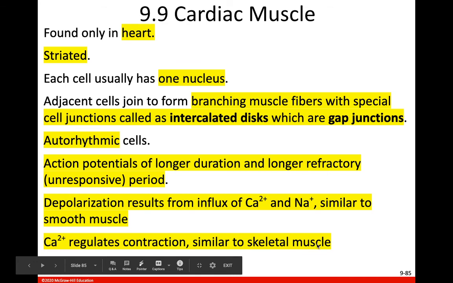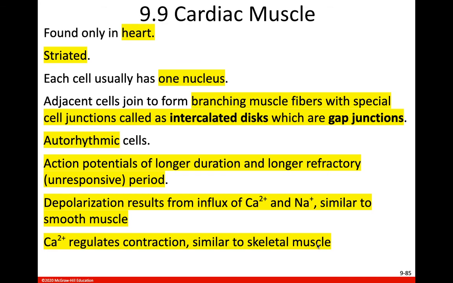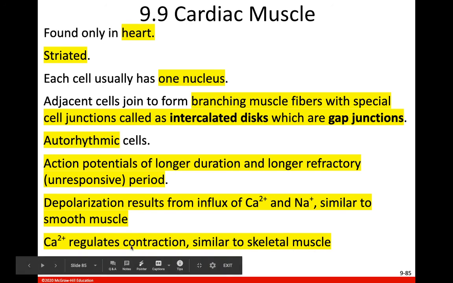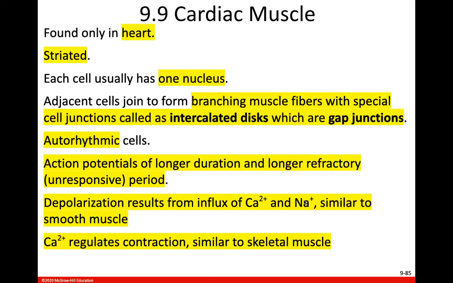Now, that is different from smooth muscle. Remember, calcium comes in and binds to calmodulin in smooth muscle, but in skeletal muscle, calcium comes in and binds to troponin. So we're going to have a similar regulation of contraction by calcium binding to troponin in cardiac muscle, just like you do in skeletal muscle. So in terms of calcium regulating contraction, it's going to be similar to skeletal muscle. But in terms of depolarization, it's going to be similar to smooth muscle in that both calcium and sodium come into the cell from outside.